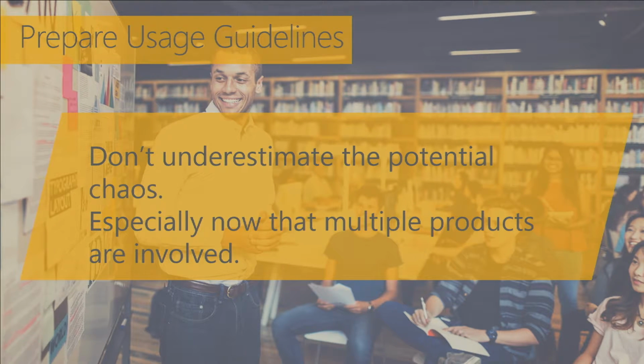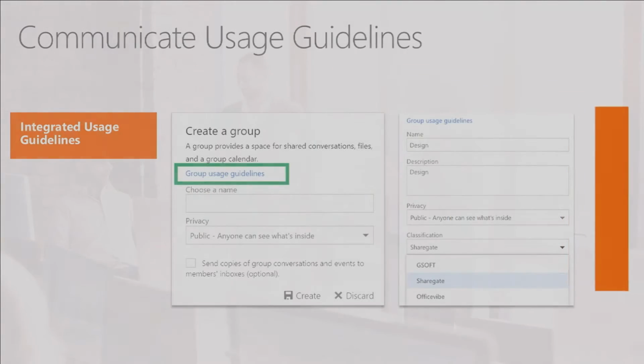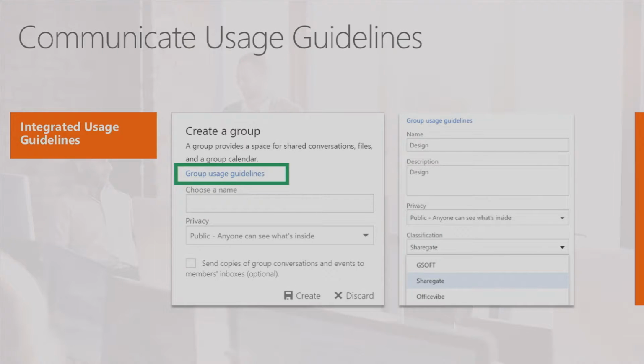So usage guidelines have to be there. We have to know, as people creating groups or using groups, what we are allowed to do, what is available. Are external guests available? Are they locked down? Who can create these? And many different options. We'll see that usage guidelines can also be integrated directly in the creation of the group.